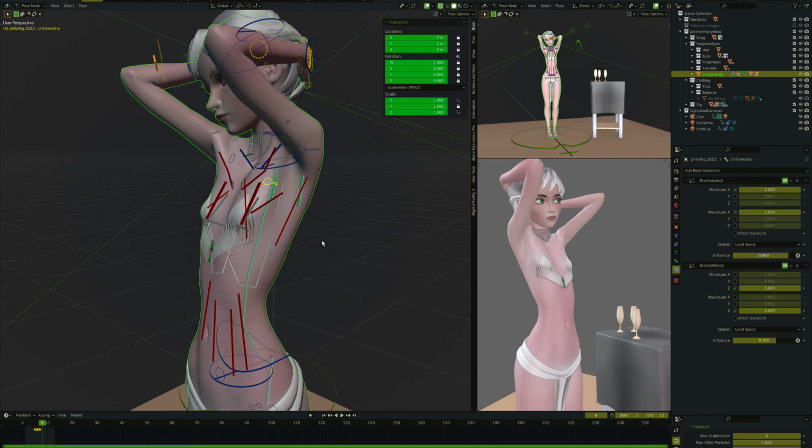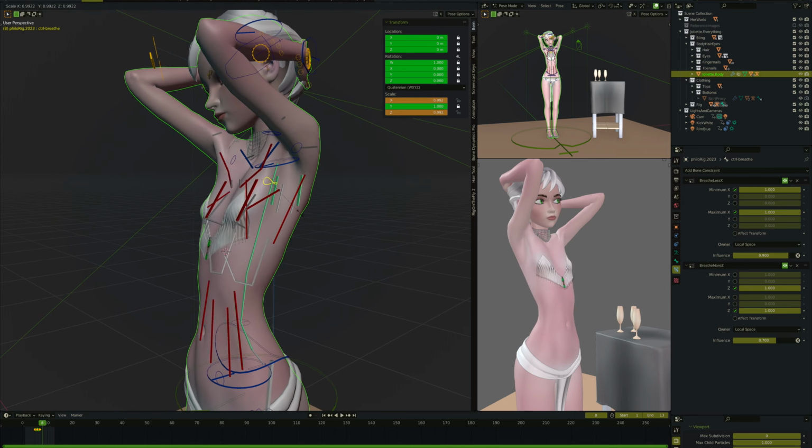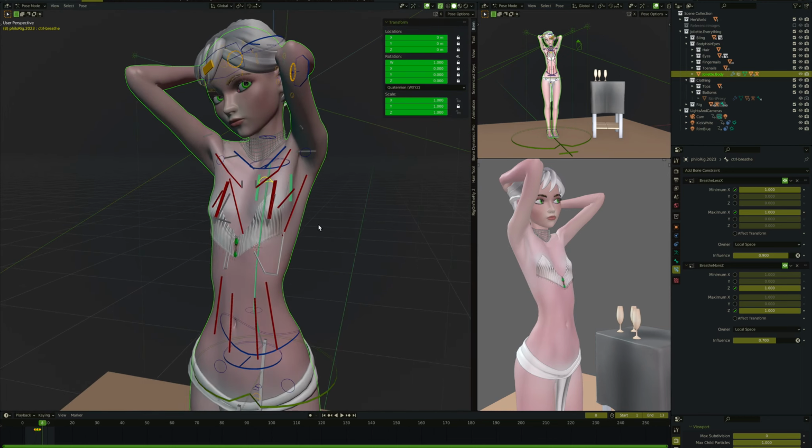And that's the full way that I do breathing. This way you can add breathing to your character very simply. You can key that bone and have her breathe in and out. It's something I like to do to give a little life to my characters. Alright, thanks for watching everyone.